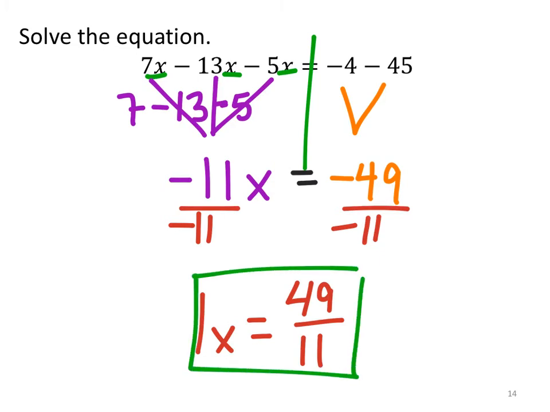So there's that. Now I'm going to check this. What happens if I replace the x with 49/11? I'm going to plug this into my calculator as 7 times 49 over 11 minus 13 times 49 over 11 minus 5 times 49 over 11. My calculator gave me exactly negative 49, but I need to check the right side because I did it in my head, and I tend to make mistakes when I do it in my head. And I get negative 49 again, so both sides are equal to negative 49. So it looks like we did this correctly, and I can now box it in with confidence.